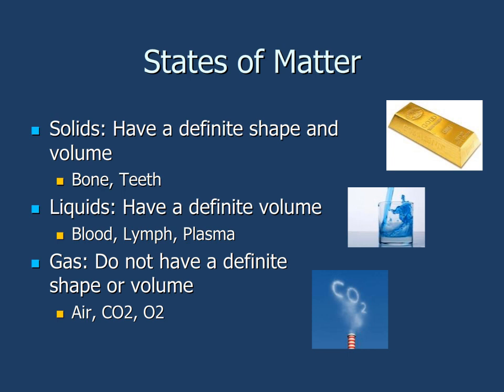The final state of matter is gas. Gas has neither a definitive volume nor a definitive shape. And so examples of gases that are important in the human body are carbon dioxide and also oxygen. And these tend to take up the shape of whatever container they're in.